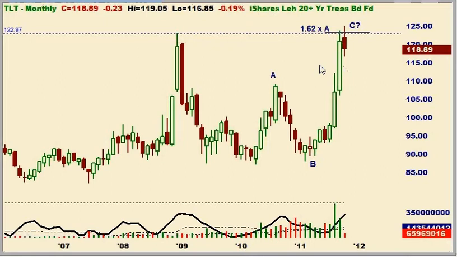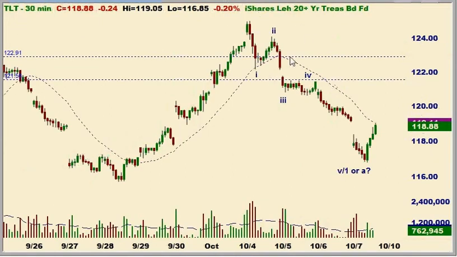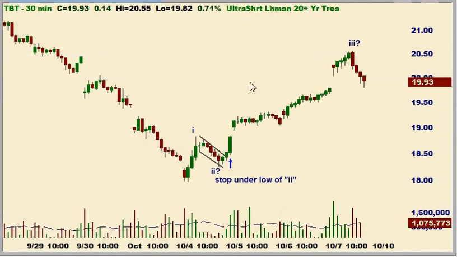Here's the TLT chart posted in the last report on the 4th. We have had what looks like an impulse down off of the highs. Here's the TLT 30-minute chart. There are other counts that you can use for this decline, but the bottom line is it does look impulsive. Now, here's a way that I trade these turns to try to limit risk. This is the TBT, which is the short bond vehicle, and off of that turn, we had a nice impulse up, and in my opinion, a corrective pattern down.